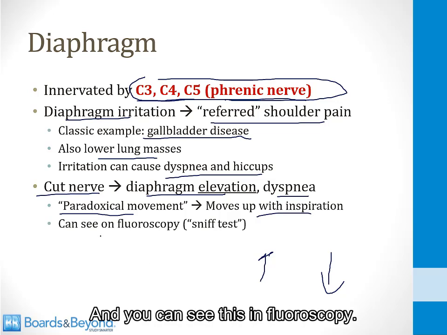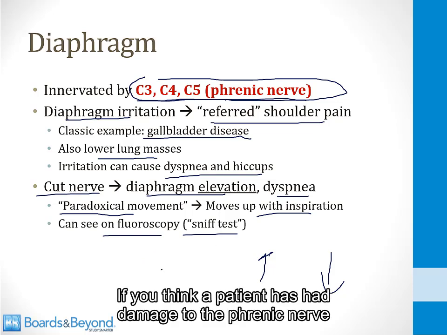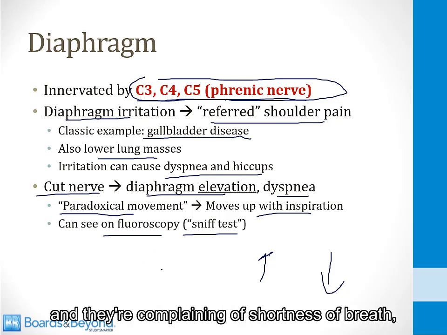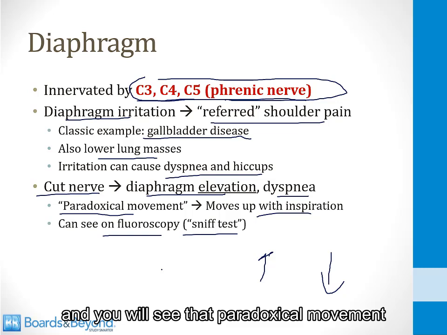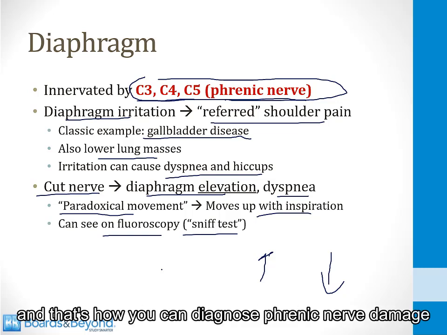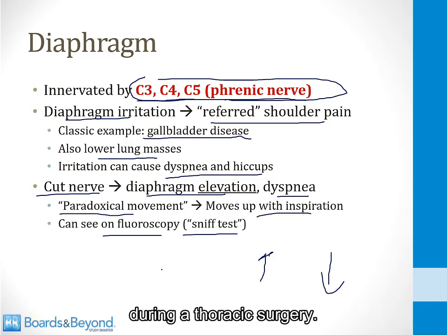And you can see this on fluoroscopy. It's called the sniff test. If you think a patient has had damage to the phrenic nerve and they're complaining of shortness of breath, you have them take a sniff of air in under fluoroscopy, and you will see that paradoxical movement, and that's how you can diagnose phrenic nerve damage during a thoracic surgery.